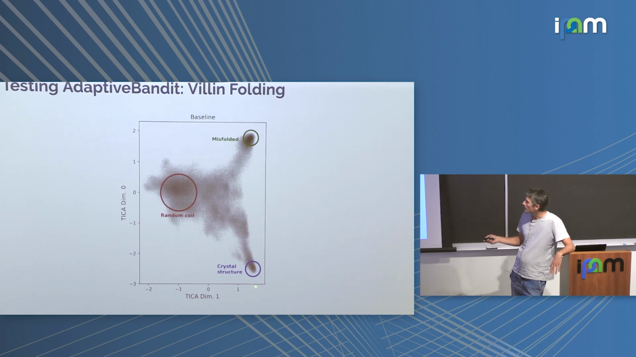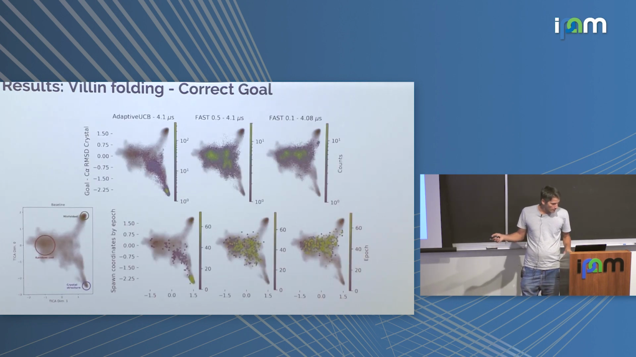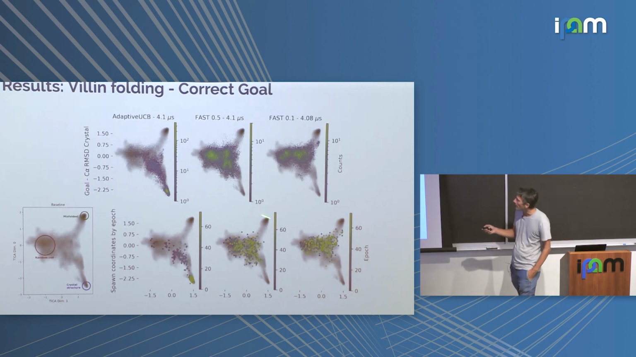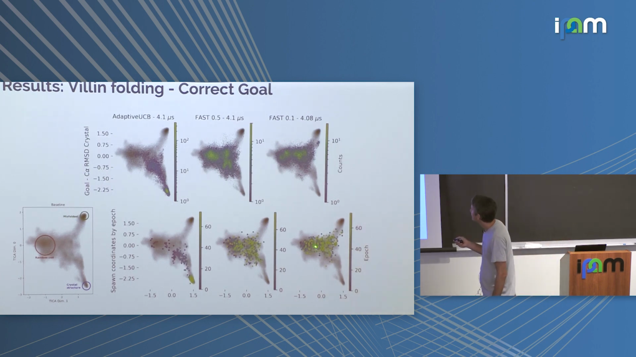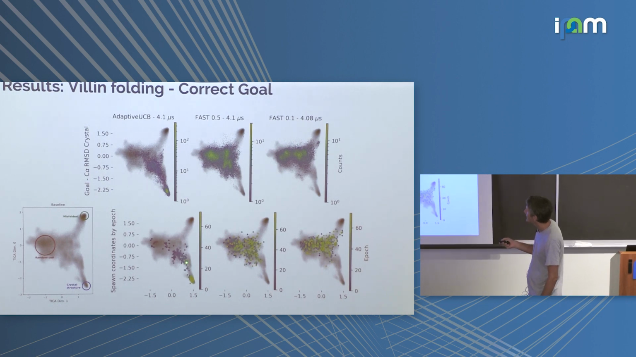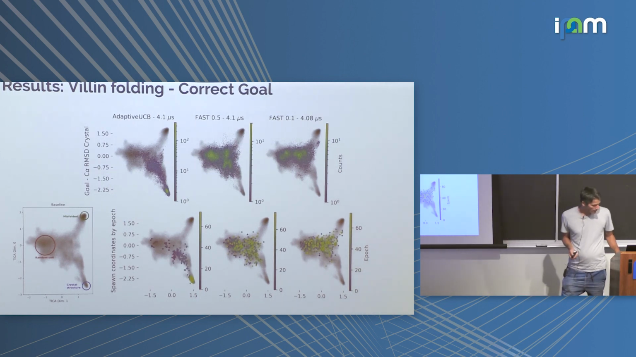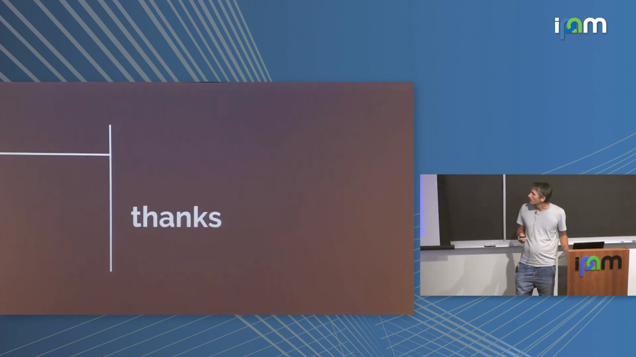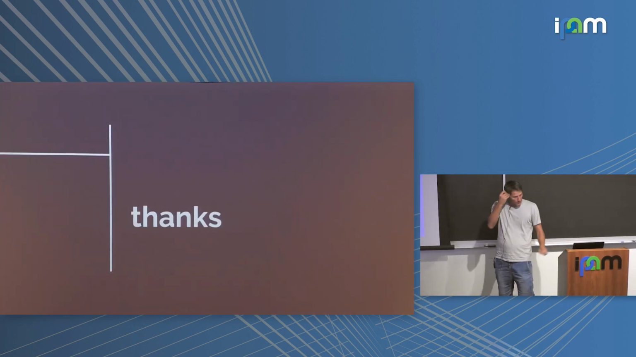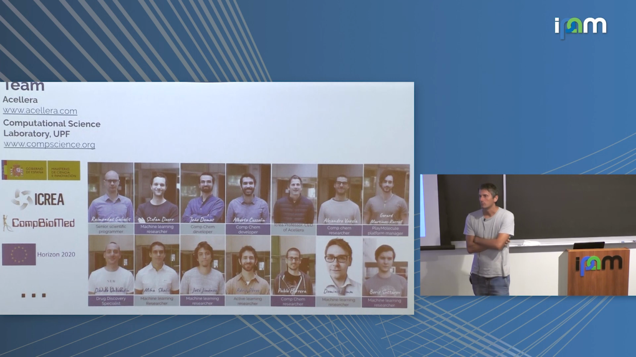Then the crystal structure is down here, the misfold is in here, the random coil is here, and again we give the reward. We compare several different algorithms, and with adaptive UCB we do find the crystal, but in the case of FAST, for instance, which is another type of algorithm, we don't. So that's more or less what I wanted to tell you.